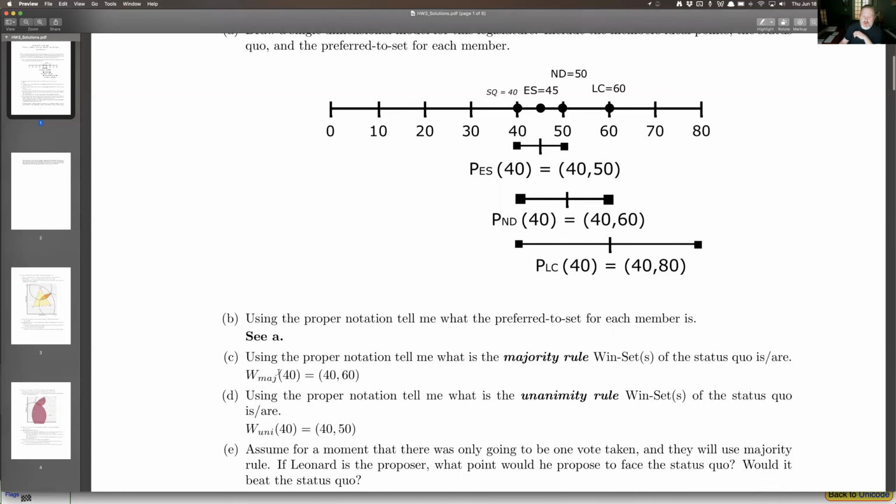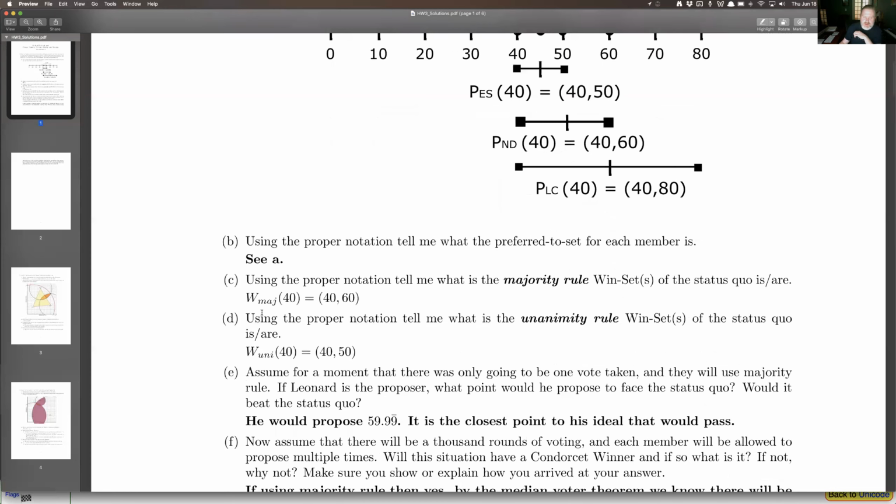So the majority rule win set, and that's what this notation is right here, the majority rule win set of 40 is everything between 40 and 60, but not including 40 and 60, because at 40, they're all indifferent because the alternative we're considering is 40. And at 60, Nick Drake is indifferent and we don't know what he will do. So it's everything between 40 and 60, but not including 40 and 60.